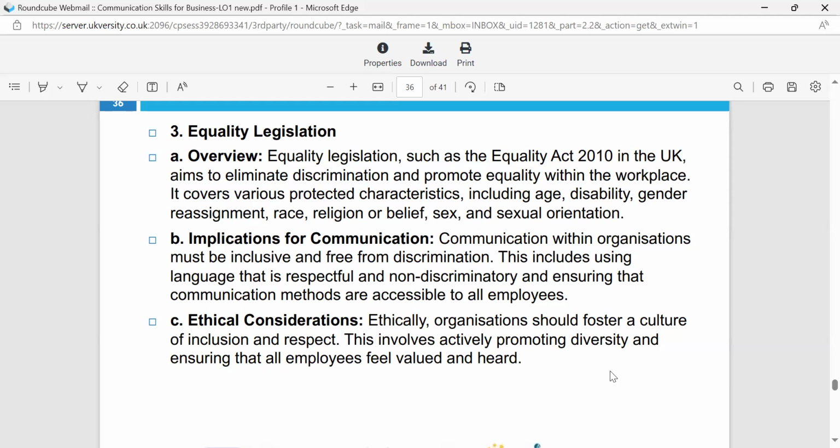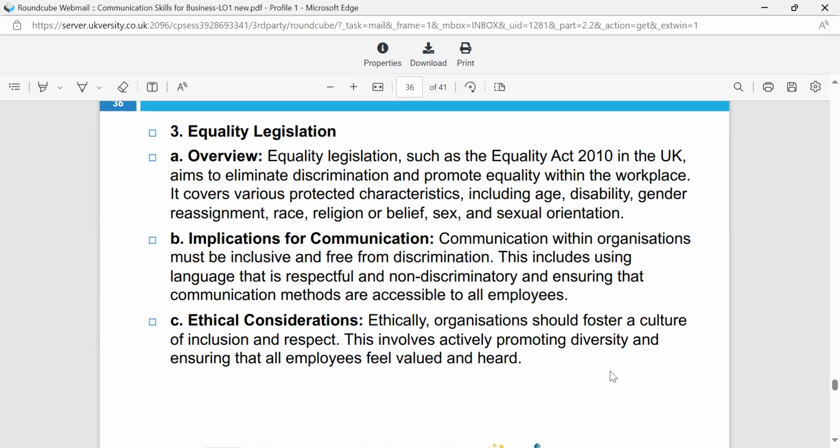Implications for communication. Communication within organisations must be inclusive and free from discrimination. And this includes language that is respectful and non-discriminatory. So, take on board that the language you use is not discriminating against anyone and is respectful to that person, and ensure that communication methods are accessible to all employees.